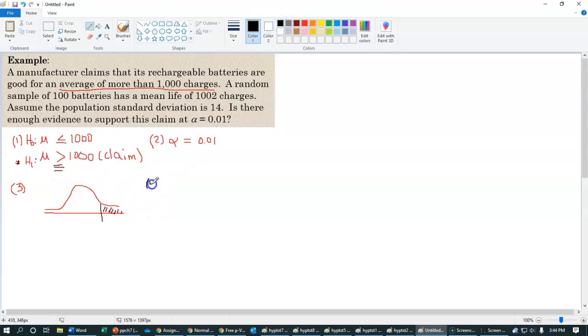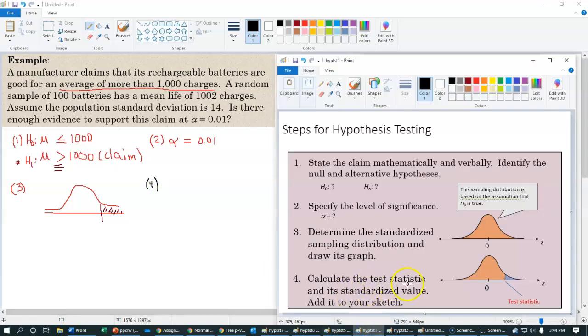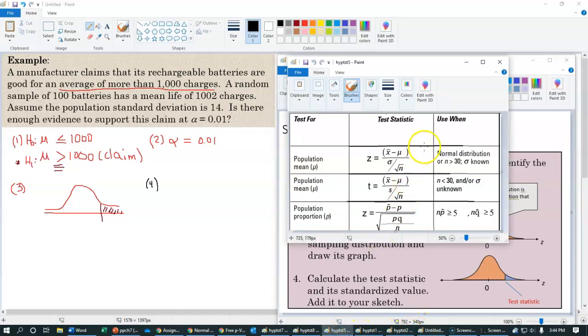Step 4, according to the steps, we're going to calculate the test statistic, which basically was one of these formulas. I need to use a formula. Now, which formula am I using? Well, it depends on what you're testing for. In my case, my claim is about the mean, so we're testing for the population mean. So it's going to be the first or the second formula, one of these two.